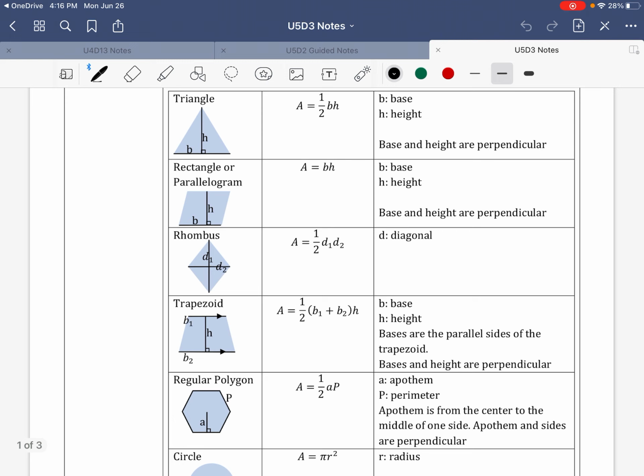Okay, so when we find the area of a triangle, we're going to do area equals 1/2 base times height, where the base and your height are perpendicular.